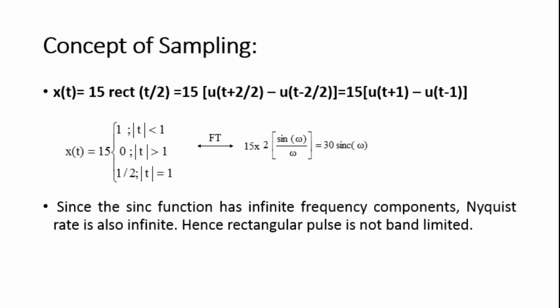If we take the Fourier transform of the given function, we will get 15 into 2 times of sin omega by omega, which is equal to 30 into sinc function of omega. Since the sinc function has infinite frequency components, Nyquist rate is also infinite. Hence, rectangular pulse is not band limited.